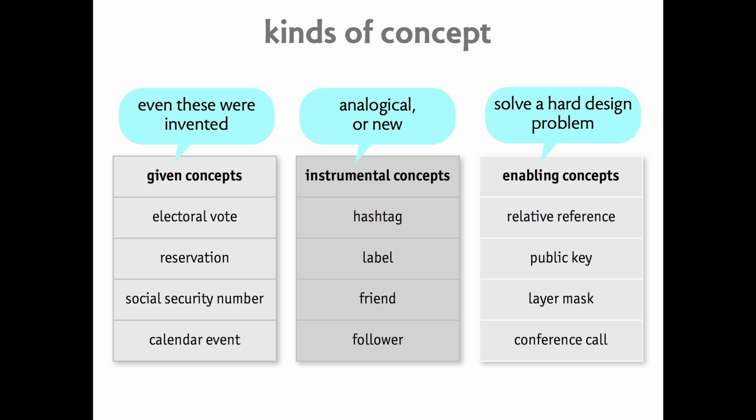I mentioned layer masks in Photoshop, but think about relative references in a spreadsheet, right? If it were not for this incredibly clever and subtle concept of relative references, you wouldn't be able to copy a formula from one cell to another and have its meaning change the way it does. So you wouldn't be able to do that simple thing, when you're calculating a spreadsheet, to copy a formula into an entire column and have the column reflect the sum across all of the columns to the left. So it's important to remember all of these things were invented. Sometimes they're new, and sometimes they solve a hard design problem.